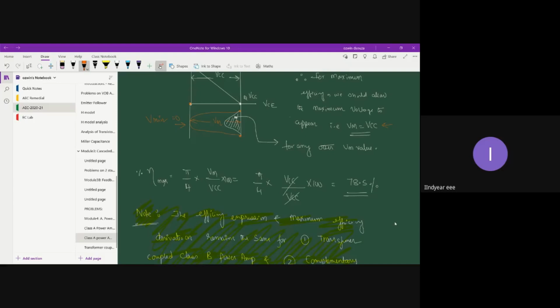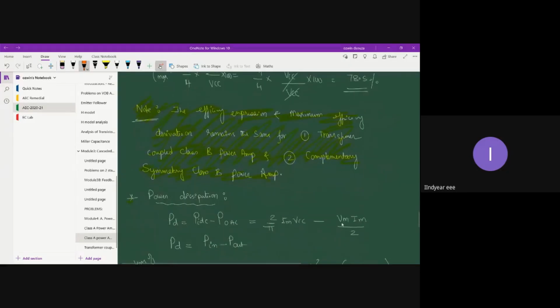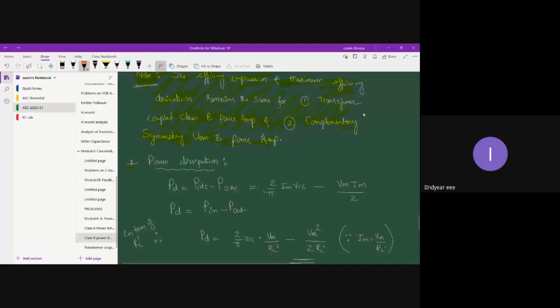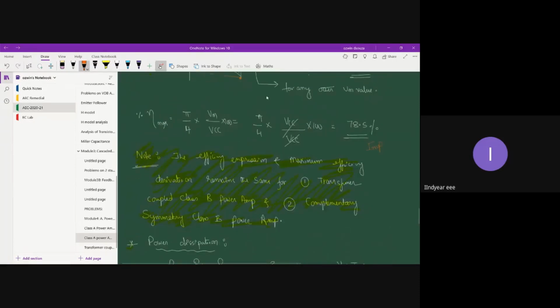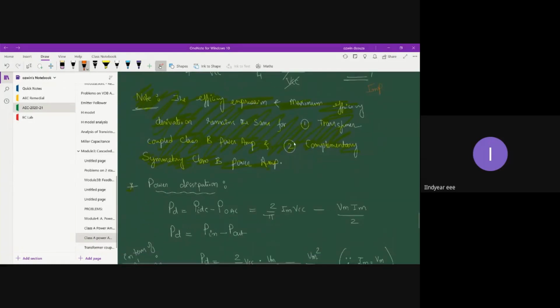All right, so that's your maximum conversion efficiency. Very, very important. All right, this is very, very important. Okay, and here I have written a note mentioning that this particular derivation holds good for both the types of transistors. Okay, that is push-pull class B power amplifier or complementary symmetry class B power amplifier. All right, fine. So that's about the efficiency calculation of push-pull power amplifier as well as complementary symmetry power amplifier.